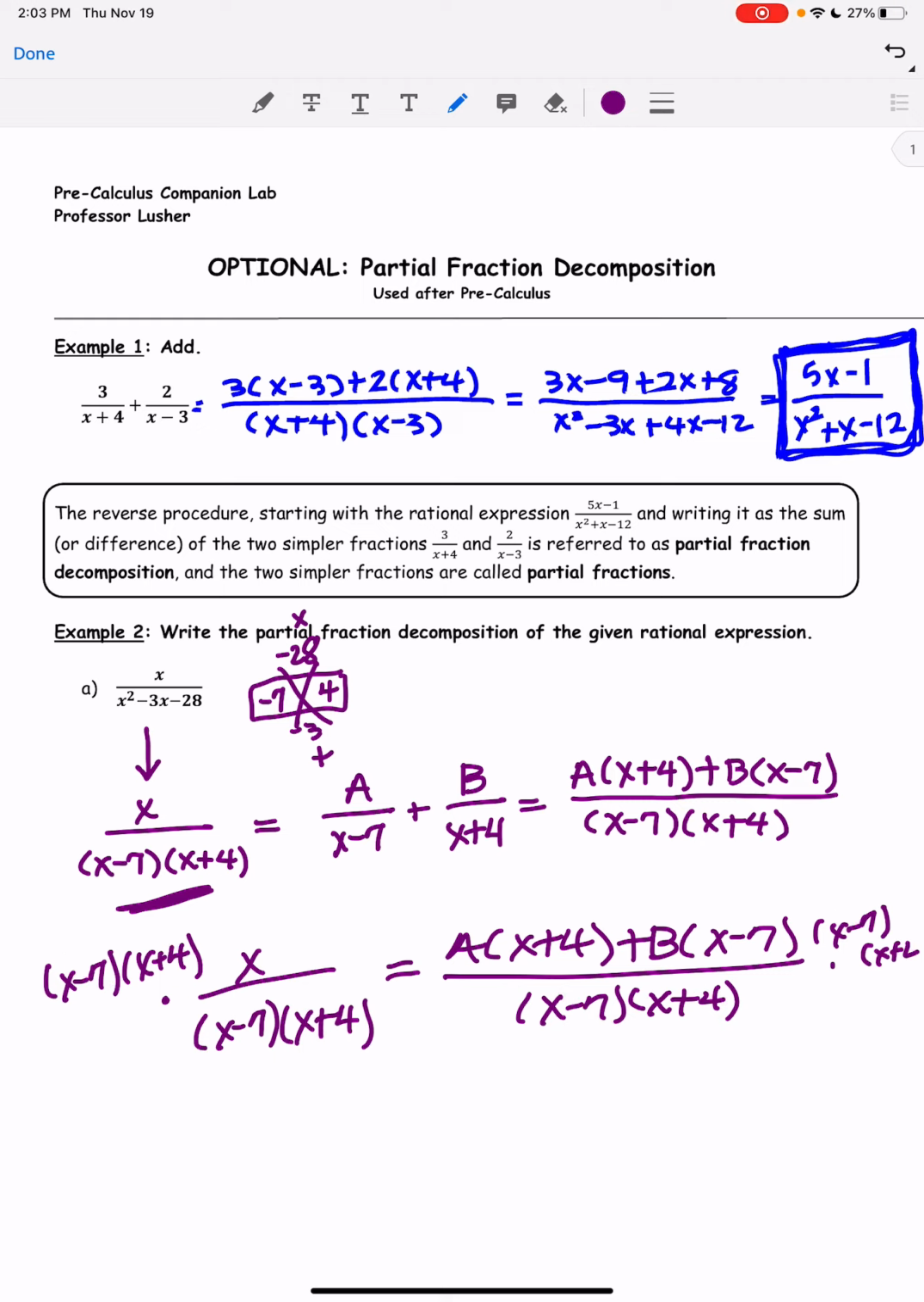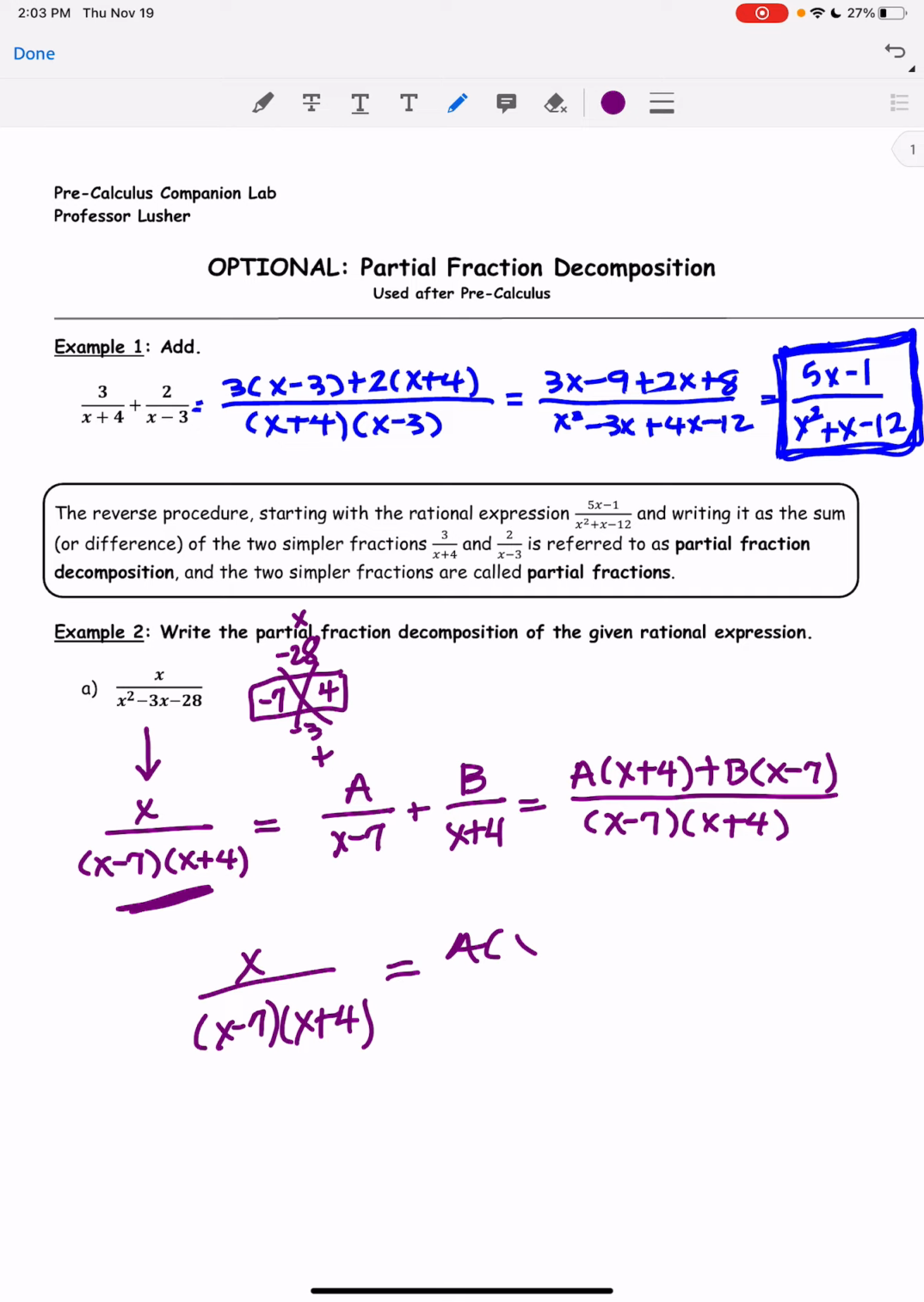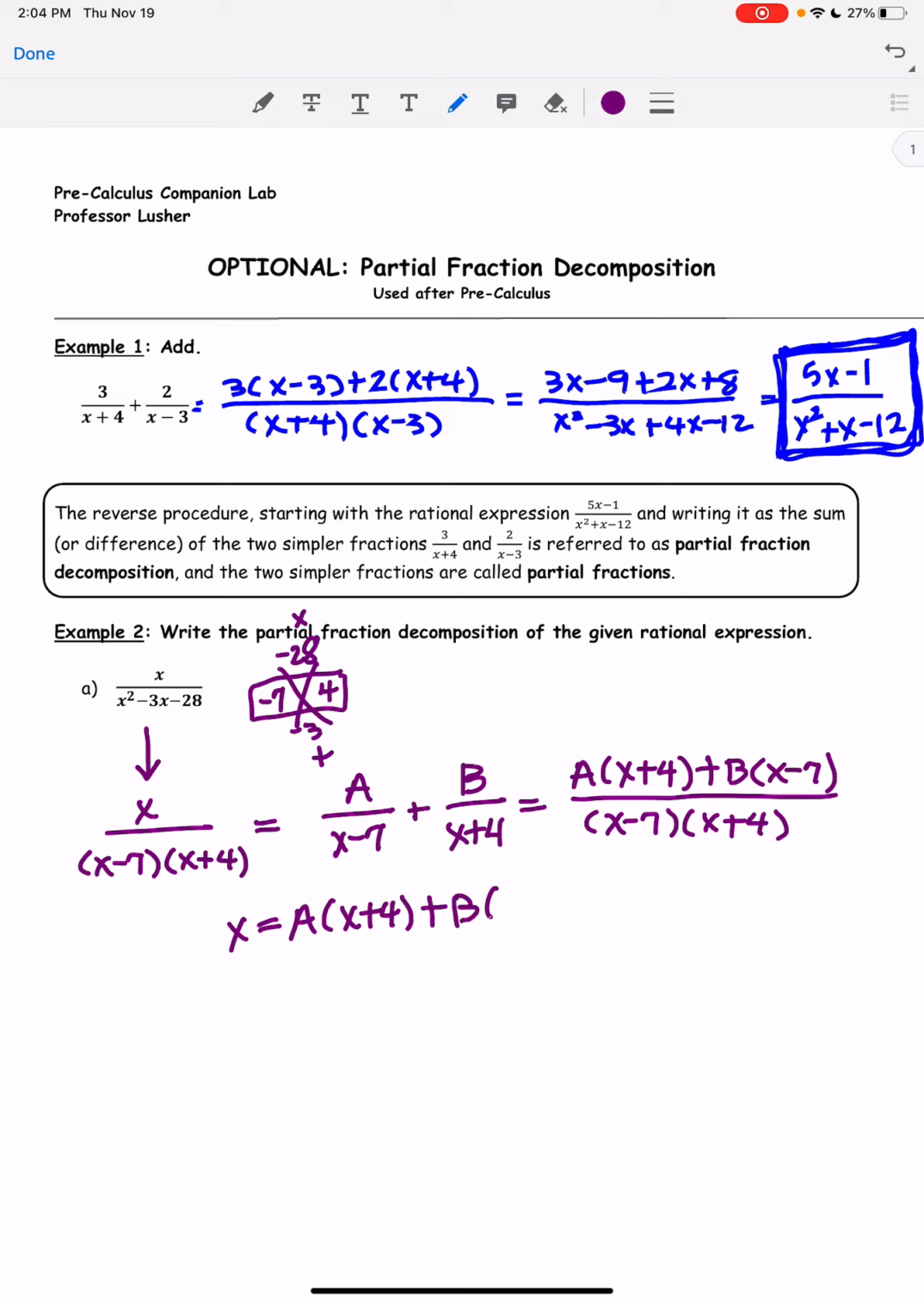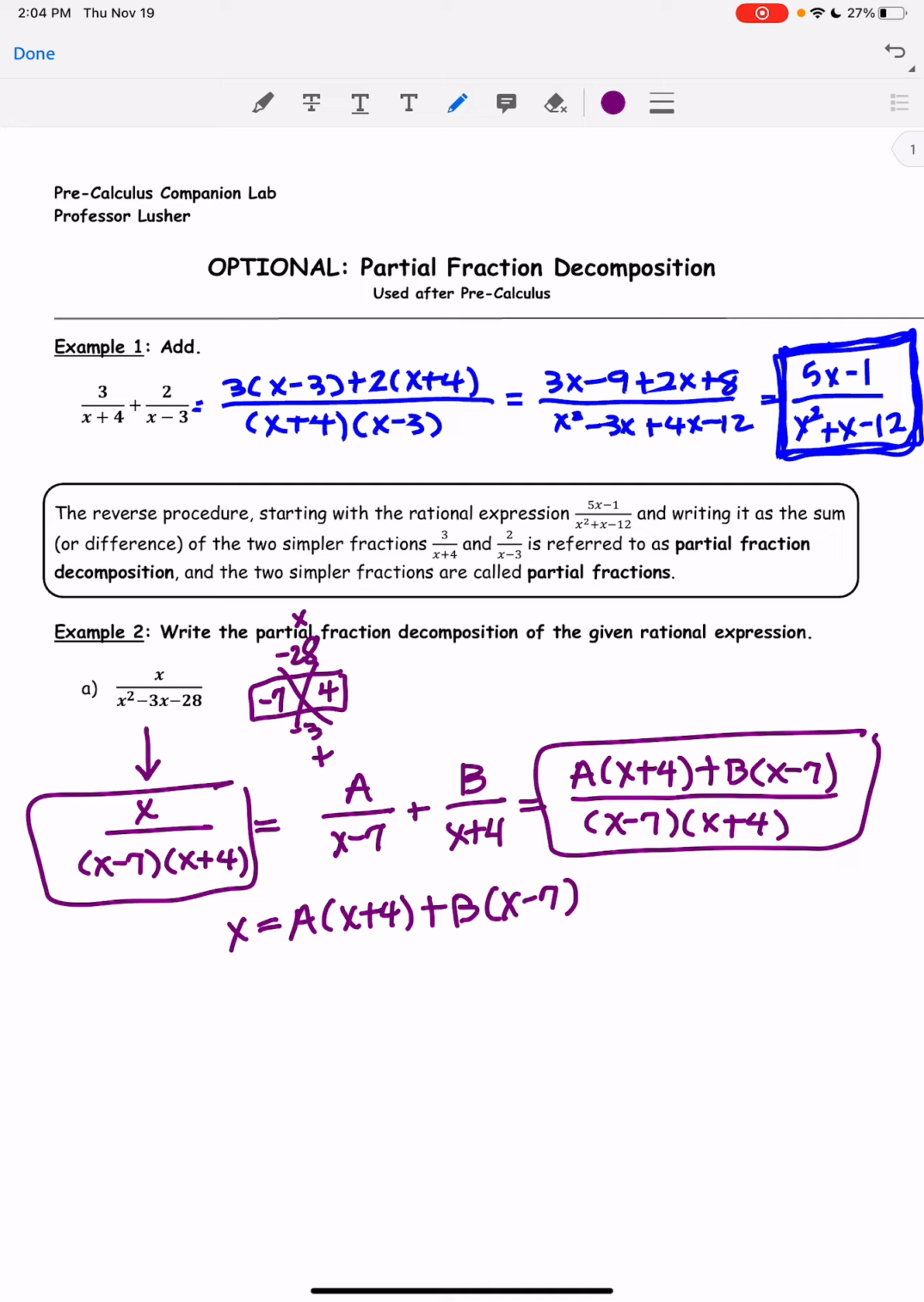So my next line here, after I erase all of this, is going to be just this equals this. So I've got x equals a times x plus 4 plus b times x minus 7. Because again, we're doing this equals this, because they have the same denominator, they cancel out.